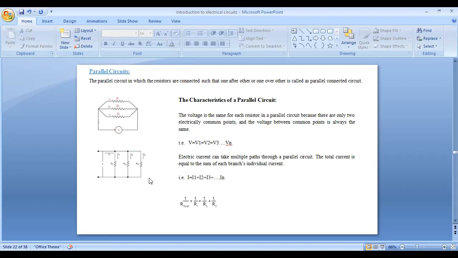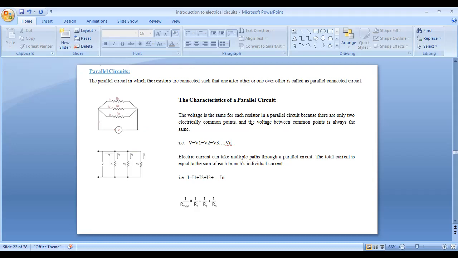Next, parallel circuit. A parallel circuit is one in which resistors are connected one after the other or one over the other, called a parallel connection. See in this diagram, the three resistors are connected in parallel. Each resistor has one end connected at one node and the other end connected at another node. This kind of connection is called a parallel connection of resistors.